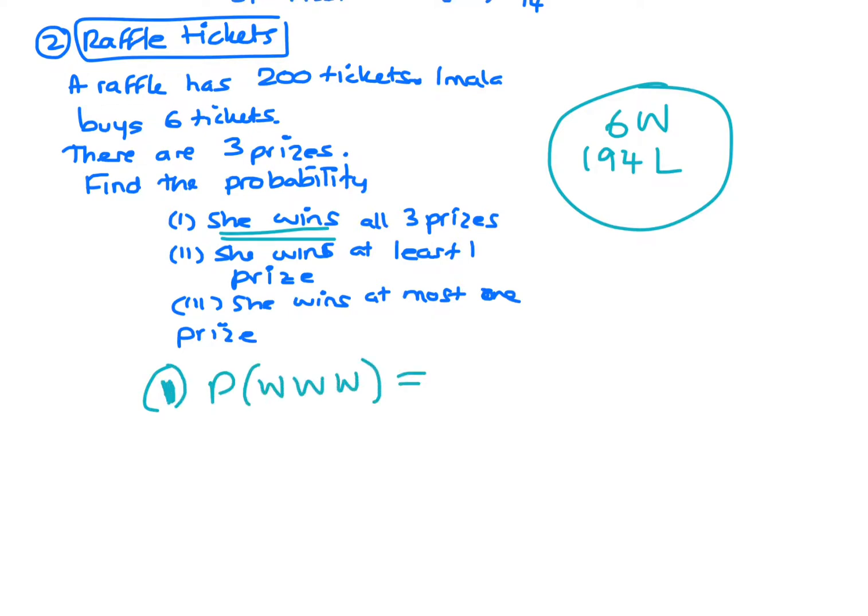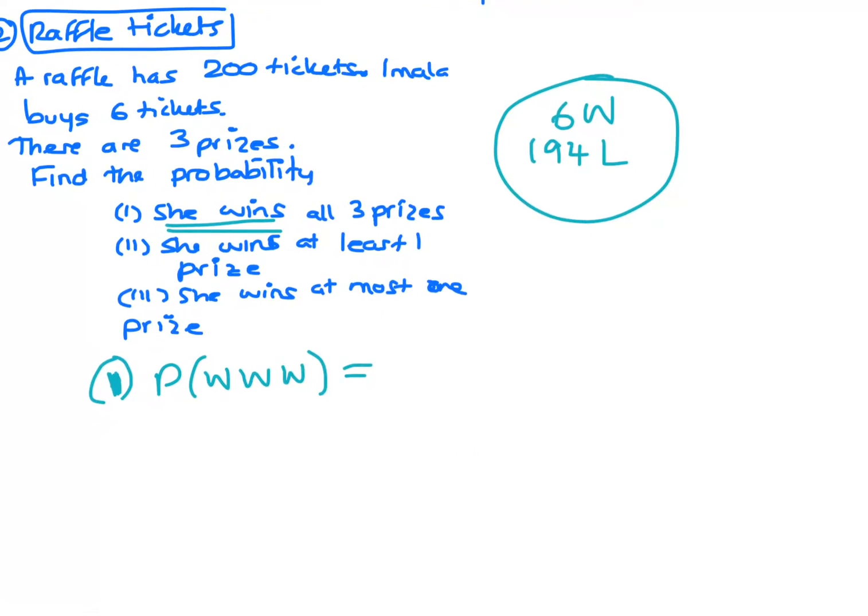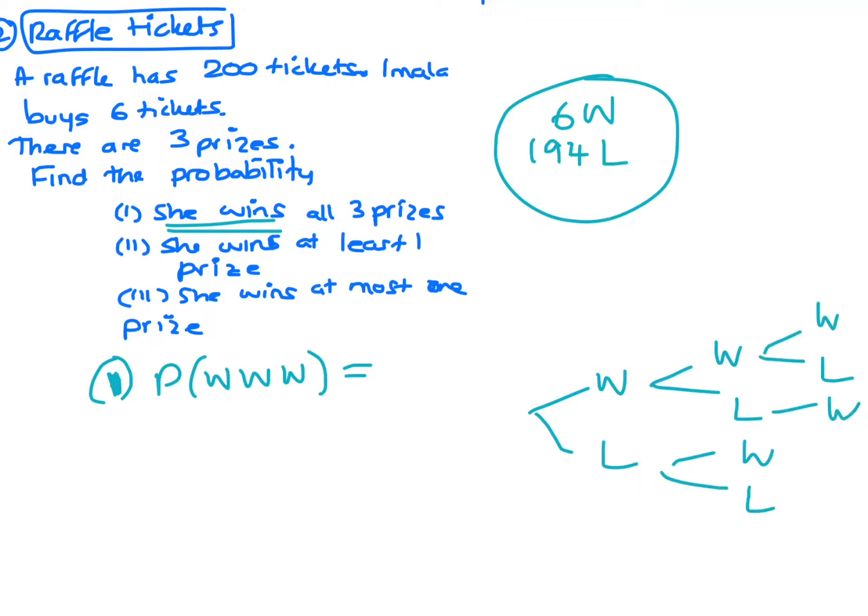Now, we could do a probability tree. If we were going to do a probability tree, it'd be win, lose. That would be the second prize. And then win, lose, win, lose. That would be your first prize. So that's the first, the second, and the third.